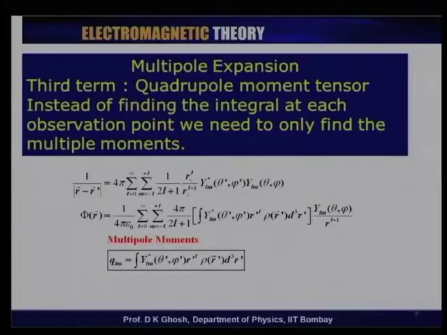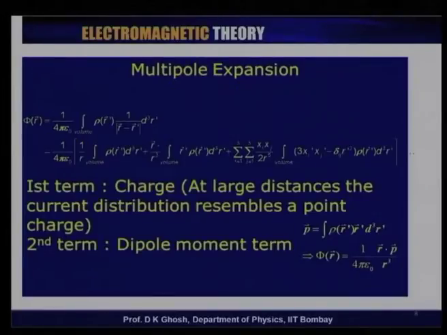But let us go back and look at it for a moment. Notice what is there in this. This is x_i x_j divided by r to the power 5, and I have got a term here where the charge density is multiplied with a quantity whose dimension is that of the square of a distance, and of course integrated over.